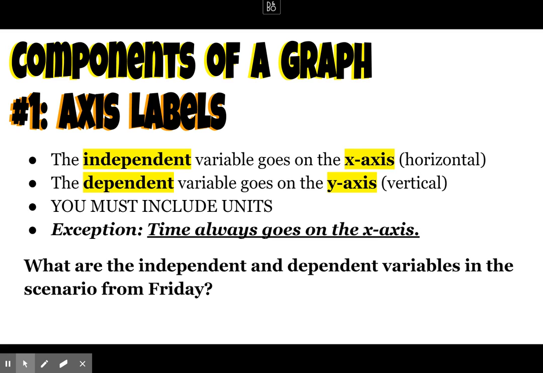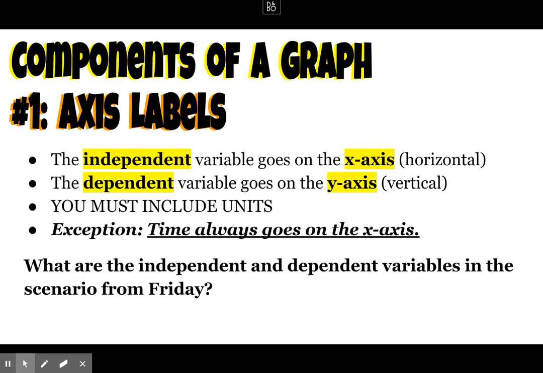So now let's talk about the components of a graph. So number one, you need your axes to be labeled. Your independent variable goes on the x-axis, and that's our horizontal axis. And then the dependent variable goes on the y-axis. That's our vertical axis. You should always include units on your axes. One exception to our rule is that time will always go on the x-axis. So if you're ever using something with time, that will always go on the x-axis.